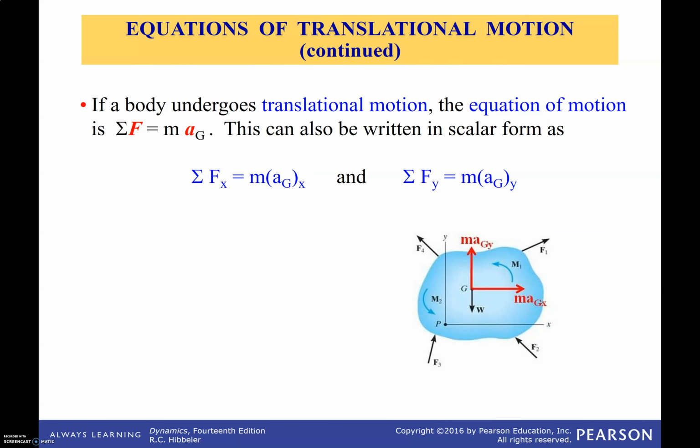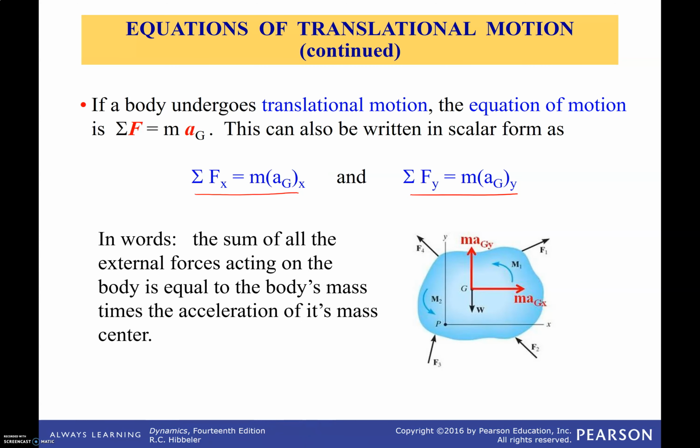Now, if the body is just translating, then all we need to do is write Newton's second law for the center of mass, as we've done before, and we are done. That's all we need to do if there's only translation. Now, in the case where we have rotation and translation, things are more complicated, and we are going to start by looking at how this works.